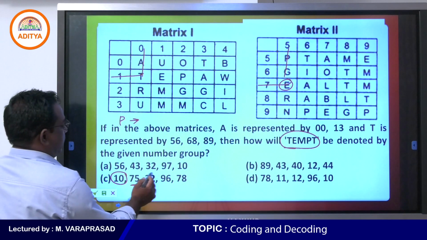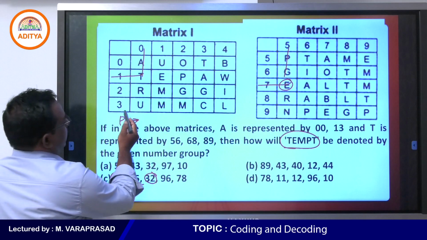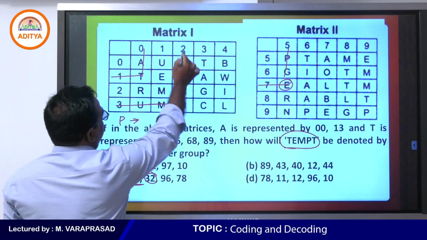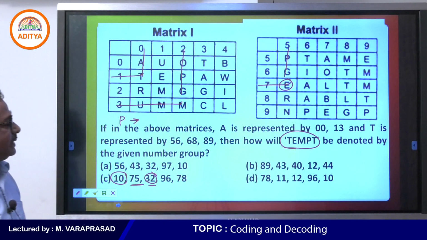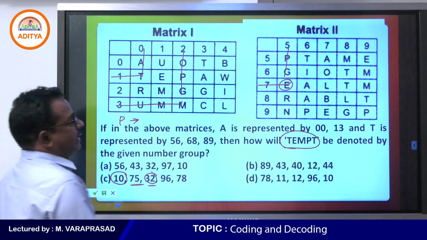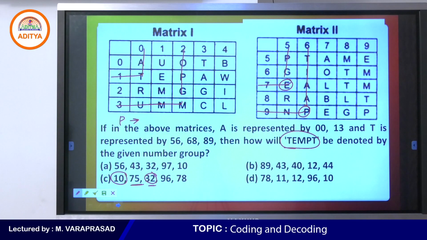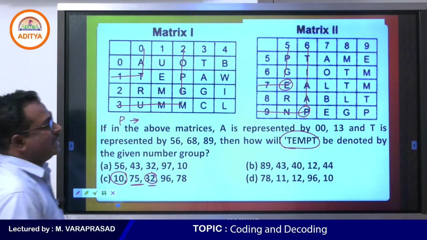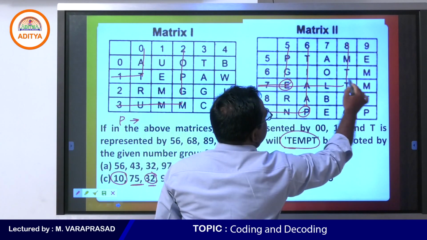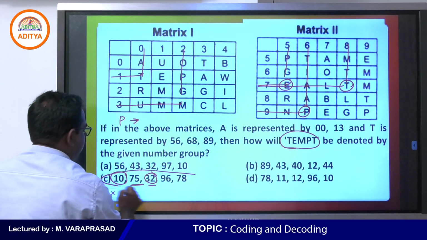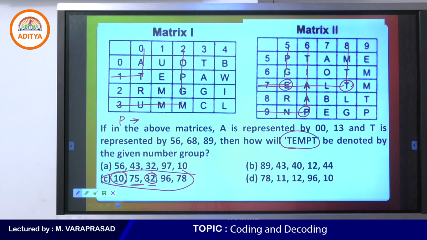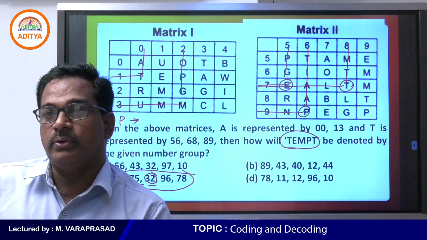If you take M, 32, so M is 32 here. 96 is P. Next one, T is 78, yes. So the third one is represented by mixing all these. So TEMPT will be coded as 10, 75, 32, 96, 78, option number 3, okay.